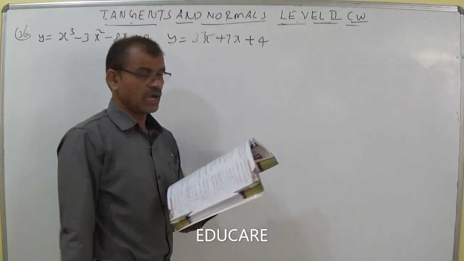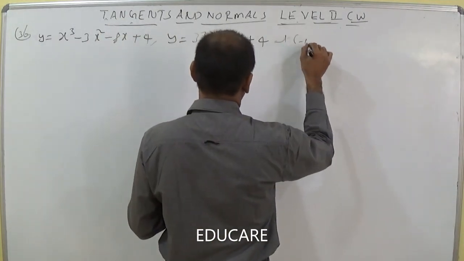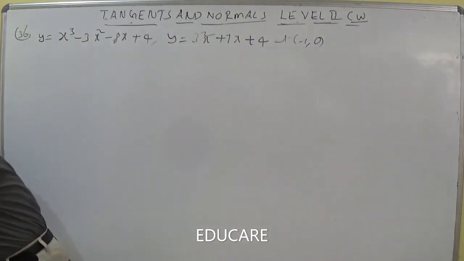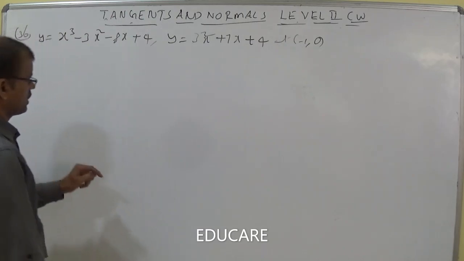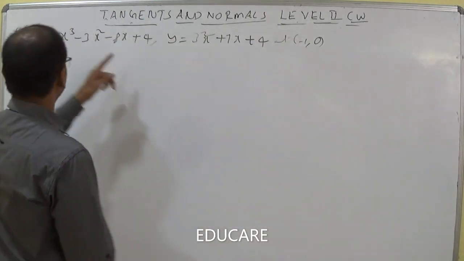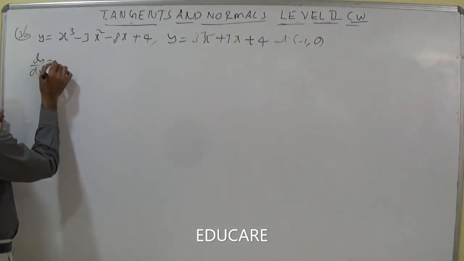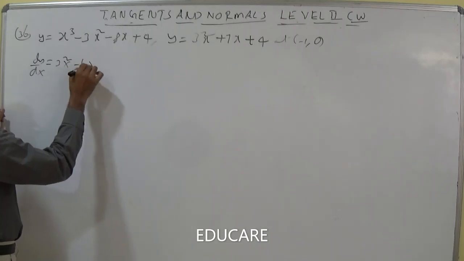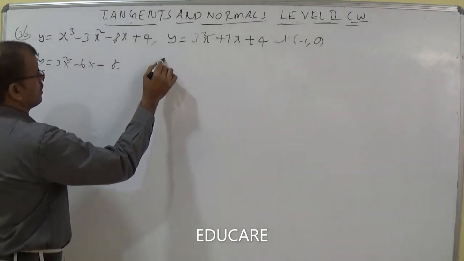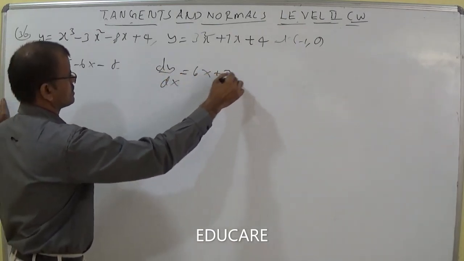We should calculate the angle between the two curves at minus 1 comma 0. He did not give the point of intersection, okay, but minus 1 comma 0 is given. Simply differentiate: dy by dx equal to 3x square minus 6x minus 8, this is m1, and for the second, dy by dx is equal to 6x plus 7.